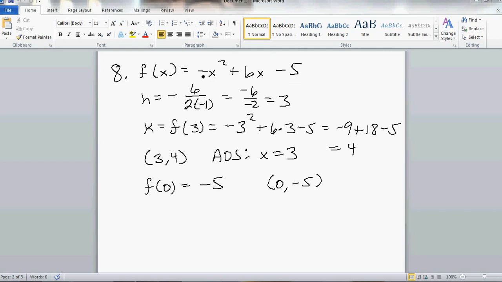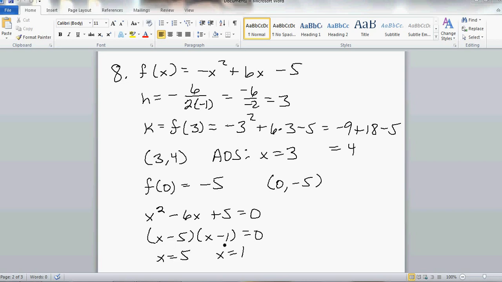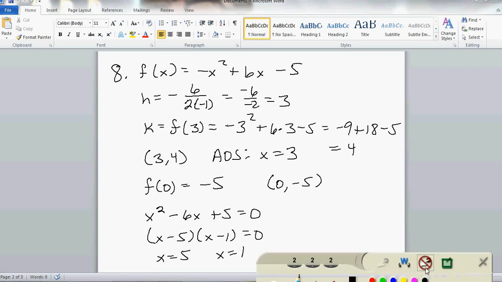If I set this equal to 0, I want to get rid of the x squared, or the negative, I'm sorry. So I'm going to change all of the signs. Set that equal to 0 and let's solve. So let's see, this would become x minus 5 and x minus 1. So that means x would equal 5 or x would equal 1 when I set each one of these equal to 0. So I have a whole bunch of information, so I should be able to graph this relatively easily.